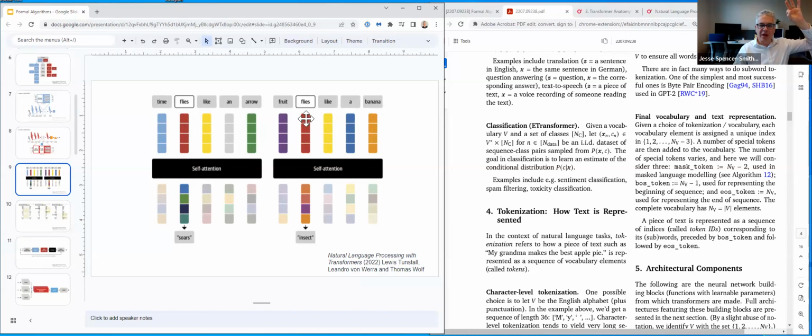What happened over here? Fruit flies like a banana. This gets influenced by banana, maybe some by fruit. So now this is going to be much closer to things that fly around those things. It's going to be like insect. So flies, soars versus flies, insect. How do you combine those things? That's exactly what self-attention is doing.